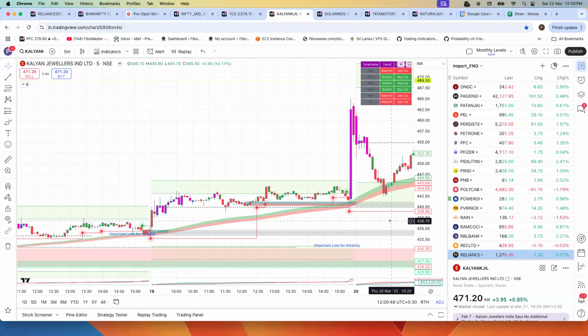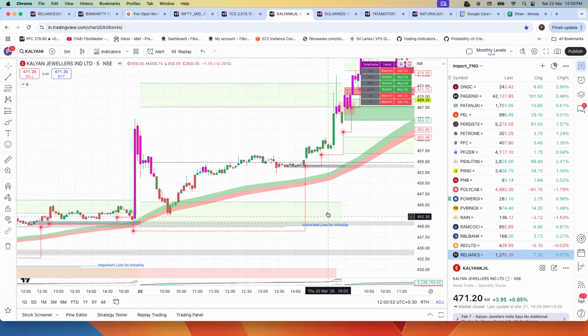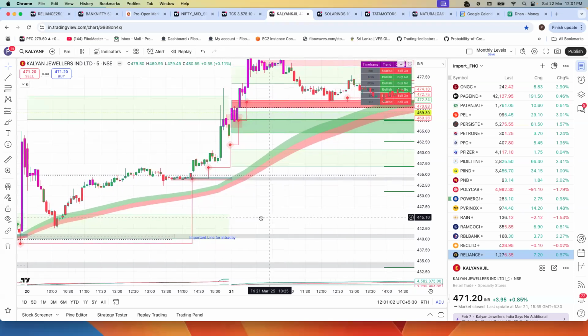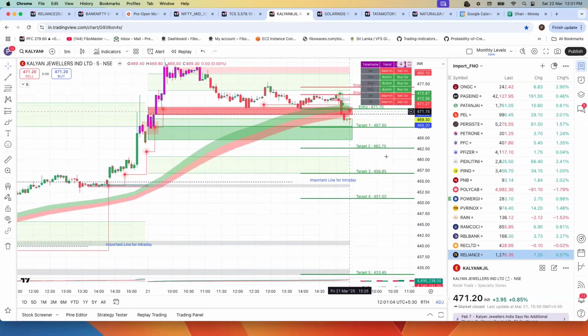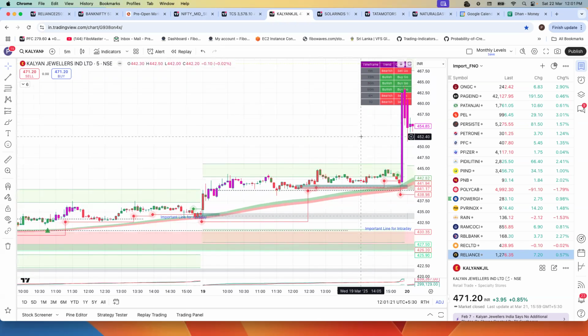Okay. See on 20th. This is 20th. Around 3 o'clock, 310, it moved up from 458. It went up to 474. Okay. So 21st, it did not give anything. But in the morning itself it moved. So when Kalyan Jewellers is on the flattish mode, watch out for 3 o'clock for a big move. Very interesting, correct?